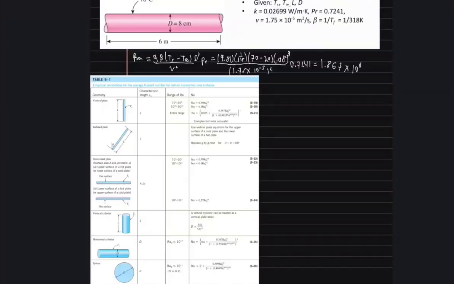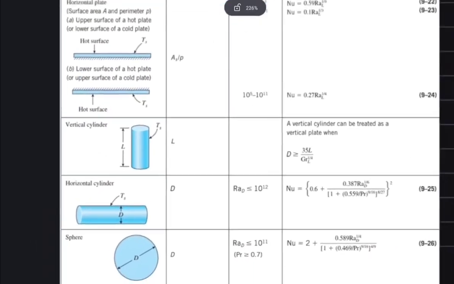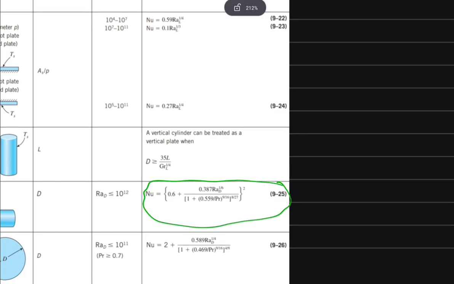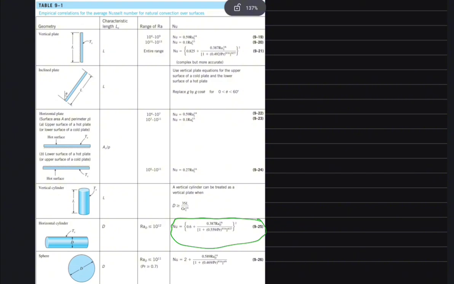Okay, so I grabbed this table real quick because we want to figure out the Nusselt number. Again, we want the rate, so we need h to get Q, and the Nusselt number is a great way to get h. So we are looking at this equation. This relates the Nusselt number experimentally to the Rayleigh number, which we just calculated, and the Prandtl number. And we are looking at a horizontal cylinder, so we're going to use this equation here.